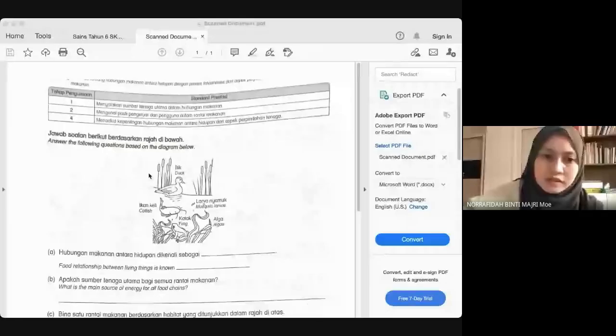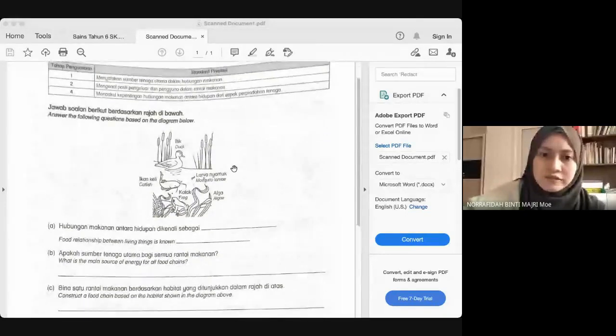Okay, so next one, I want to guide you how you want to do this exercise. Can you see what I'm sharing right now? Can you see this one? Yes. Good. Okay, so this one you have to write down.